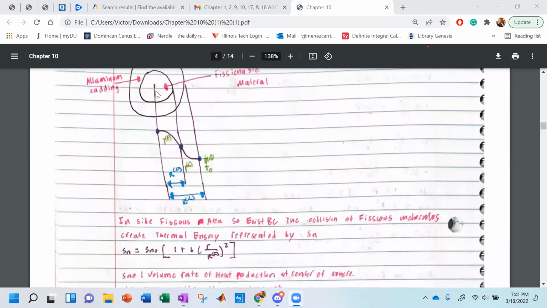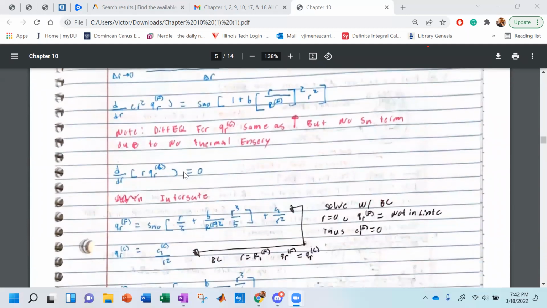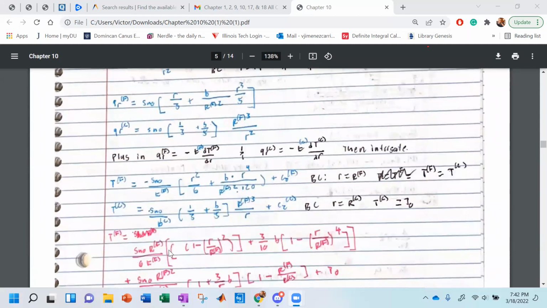Well, if at R equals 0, QR is just some random number. At R equals, let's call this term RF for fissional material, Q is equal to QF. And that's the nice part. You just plug in your numbers, you solve it. It's a lot of integration.